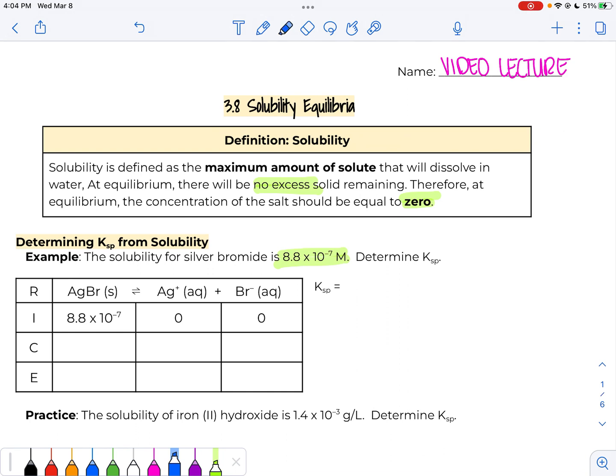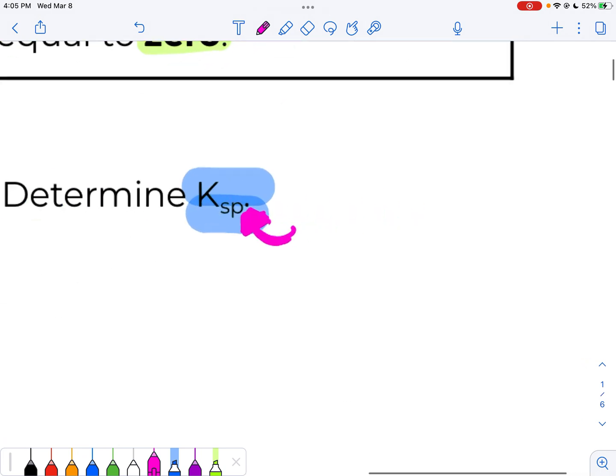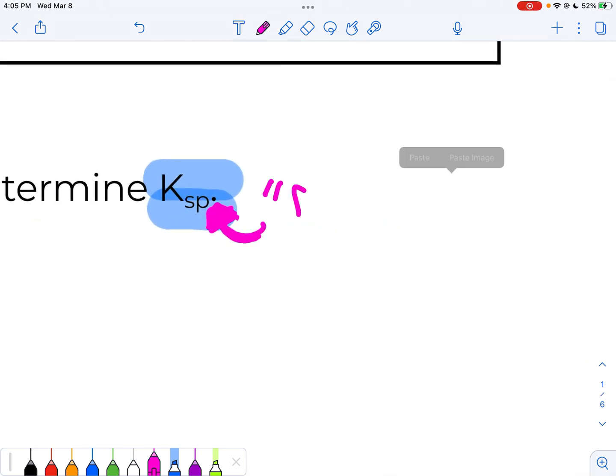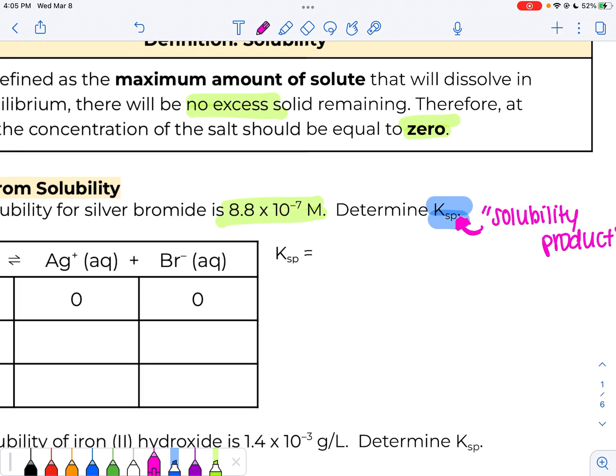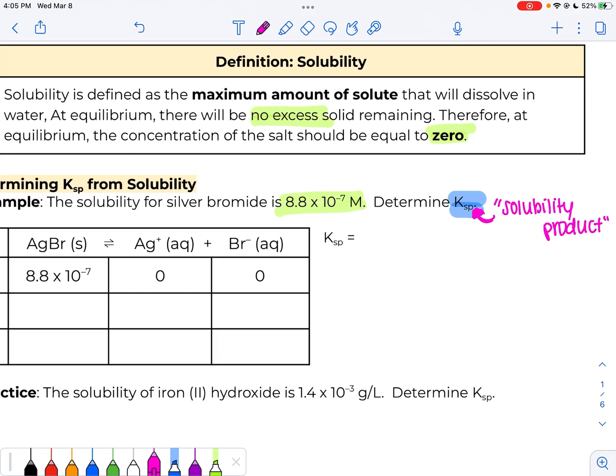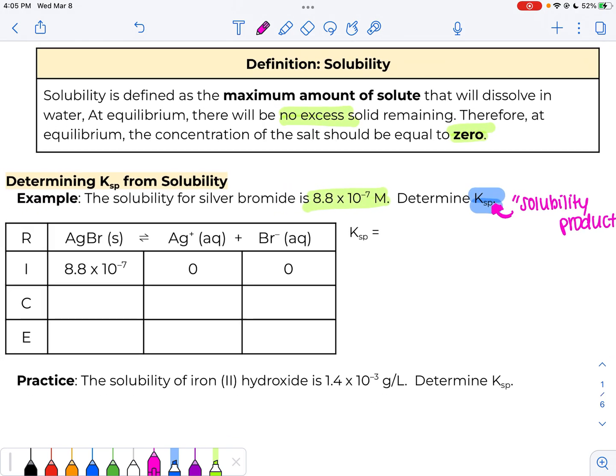First things first, let's remind ourselves, what is KSP again? K tells us that we're dealing with some sort of equilibrium. These little subscripts down at the bottom are there to tell you what type of equilibrium you are dealing with. So this tells us we're dealing with a solubility equilibrium. SP stands for solubility product. So this tells us we're dealing with equilibrium and we're talking about solubility equilibrium.